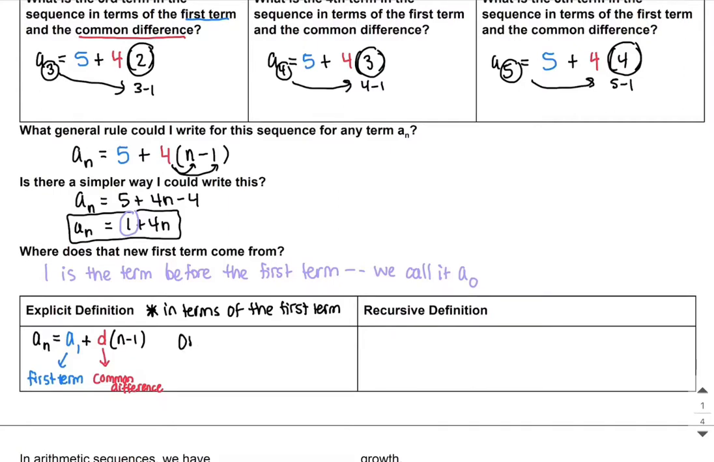The other way we can write this, so the simplified version that we found here, we could say a sub n is equal to a sub 0. So that's our new first term. A sub 0 is our, we say the term before the first term.